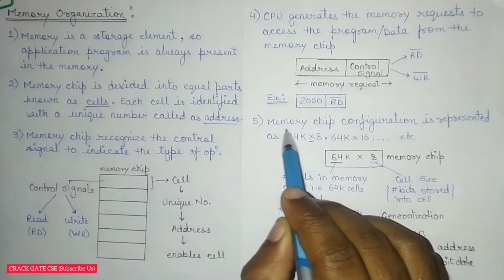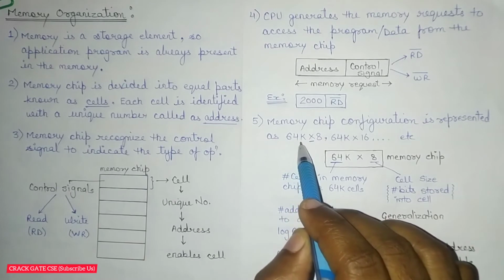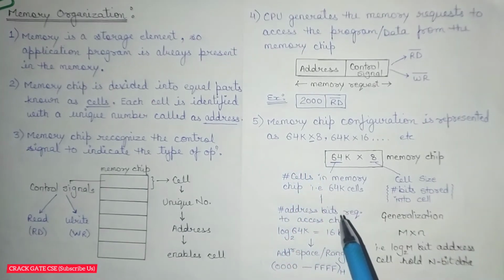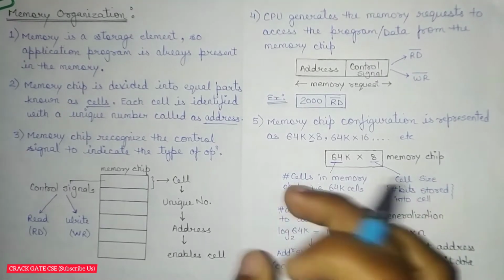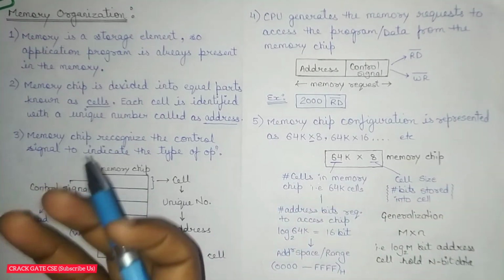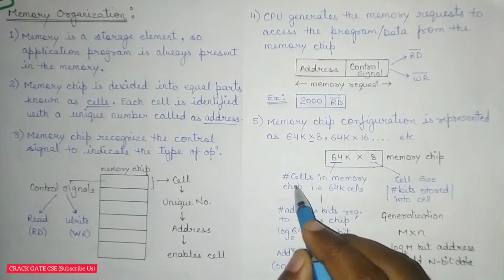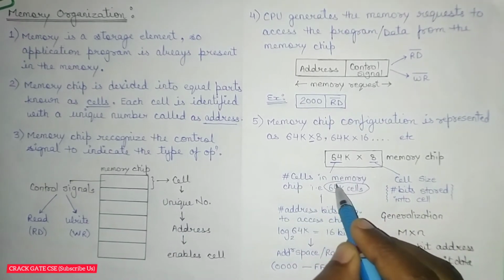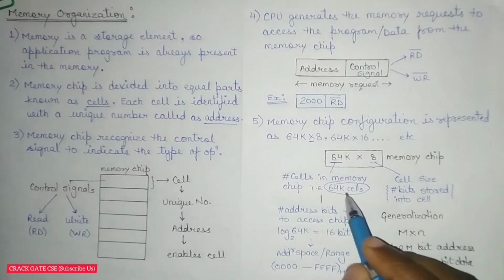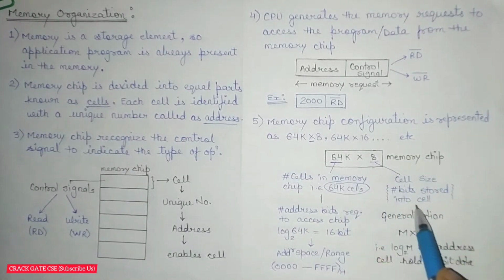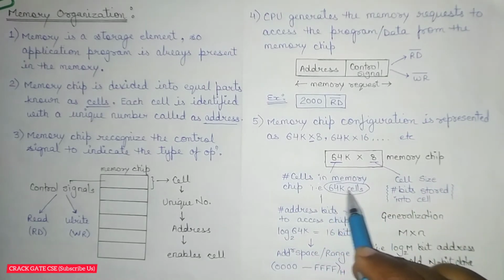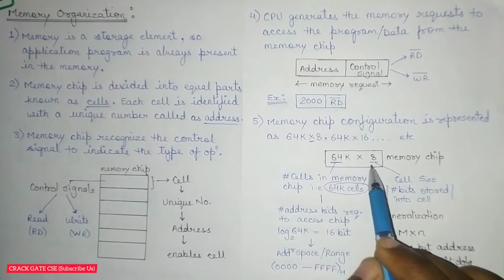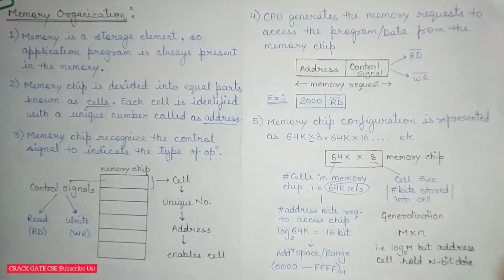Let us take the memory chip configuration as 64K multiplied by 8. This 64K shows the number of cells we have in the memory, like these rectangles. 64K tells that we have 64K cells in the memory, where the cell size is 8 bits. That means each of these 64K cells is able to store 8 bits. That means the cell size is 8 bits.